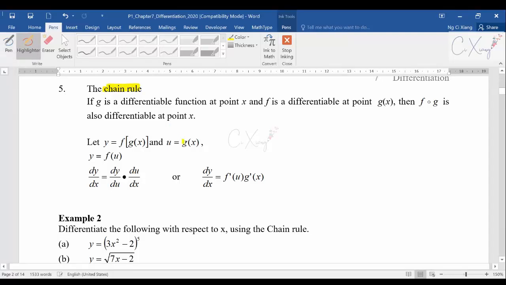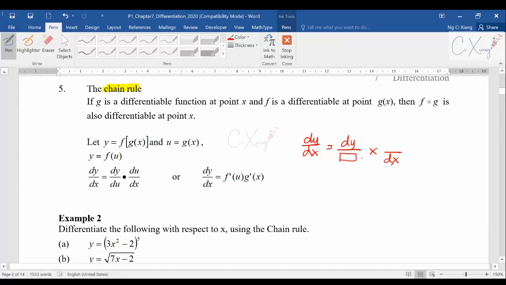The chain rule is what you apply when you have a function inside another function, or when you have a composite function. For any chain rule, generally you want to find dy dx, and the chain rule is dy over something multiplied with something over dx. So you can see that you still get dy dx.